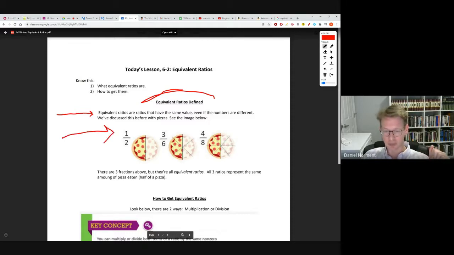There's three pizzas, pizza 1 and 2 and 3. Look at the part that's shaded. Let's say I ate half the pizza here, pizza 1. Pizza 2, you ate 3 out of 6 slices. Pizza 3, you ate 4 out of 8. Who ate the most? Well, as most of you know, they're all the same amount that have been eaten. That's because they're equivalent ratios.